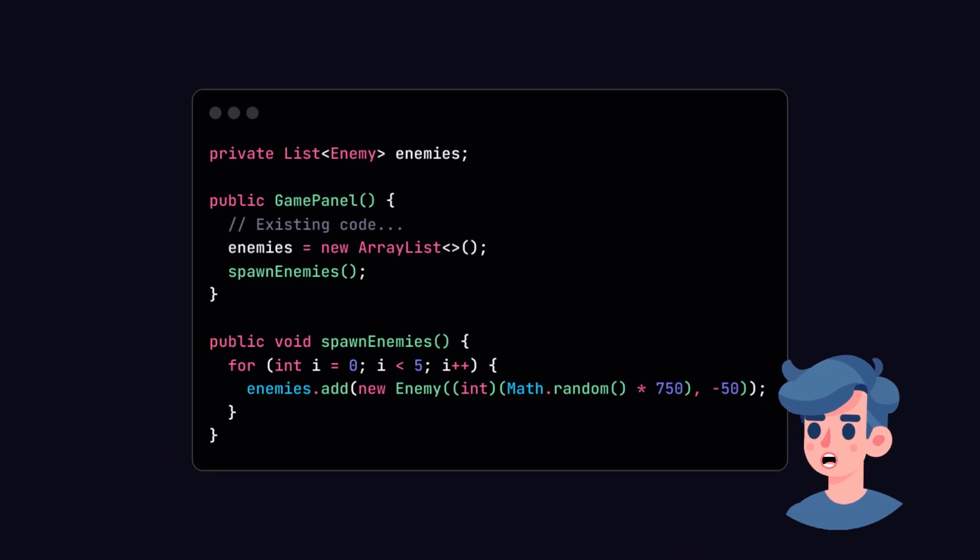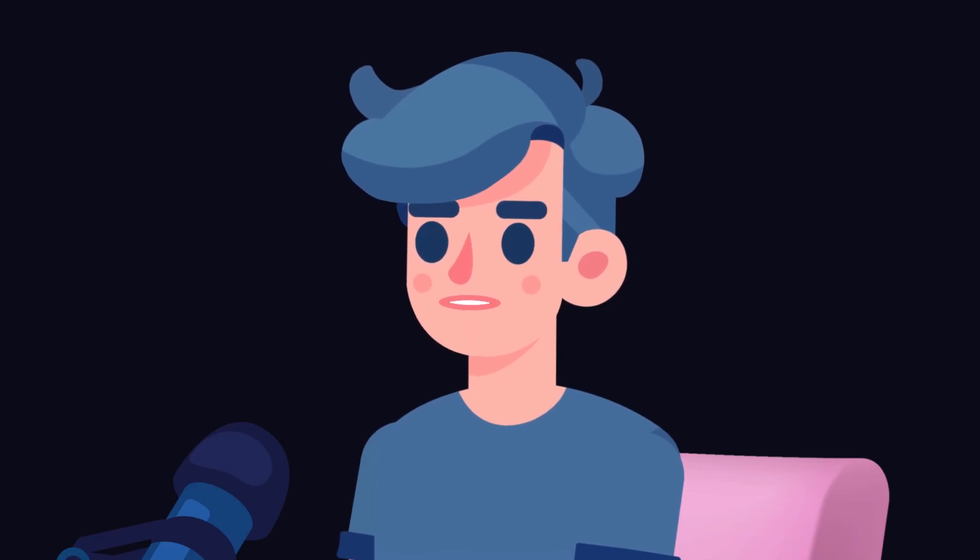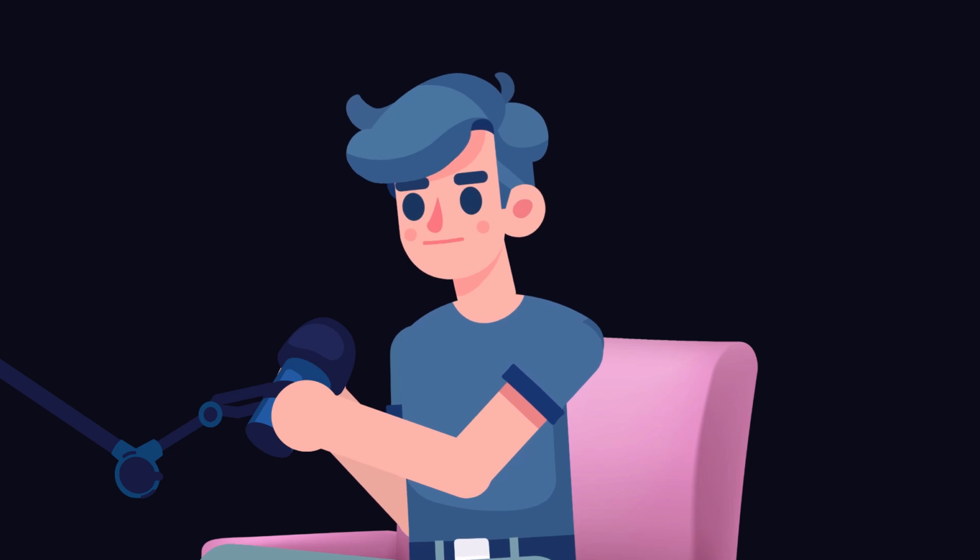Now, we need to manage multiple enemies in our game panel. Just like bullets, we will create an array list for enemies. For simplicity, let's add new enemies at a random X position. The spawn enemies method adds 5 enemies at the top of the game area with a random X position. Remember to invoke this method inside the game panel constructor.